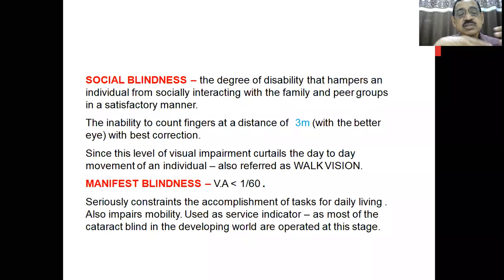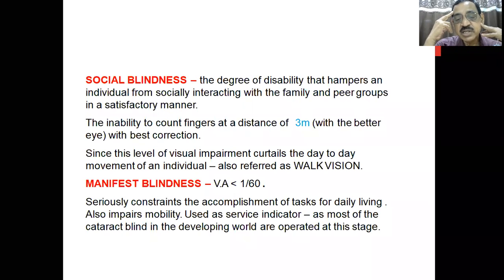And since this level of visual impairment curtails the day-to-day activities or movement of an individual, it's also referred to as walk vision. Social blindness is otherwise known as walk vision. Manifest blindness is the fourth one, I think. Vision here is less than 1/60 with the best correction. It seriously constrains the accomplishment of tasks for daily living and impairs mobility of the individual also. They will not be able to move like a normal individual who has 6/6 vision.